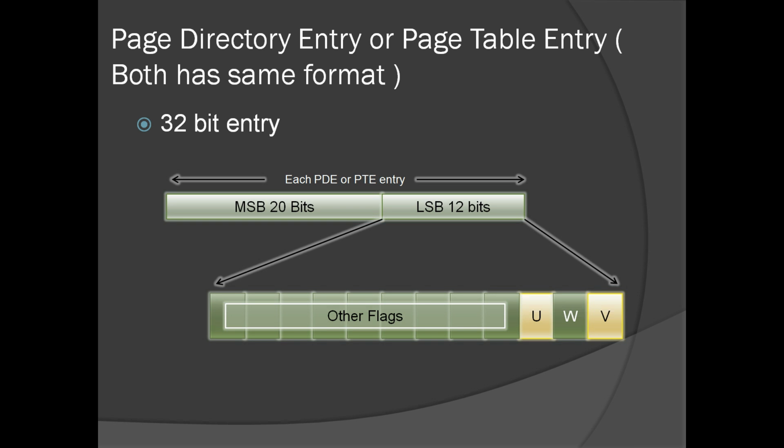The first bit is the valid bit, which says whether the page is present in physical memory or the page is present in the page file. We'll have a detailed discussion on that later, not in this presentation. In this presentation we're gonna concentrate on the third bit.